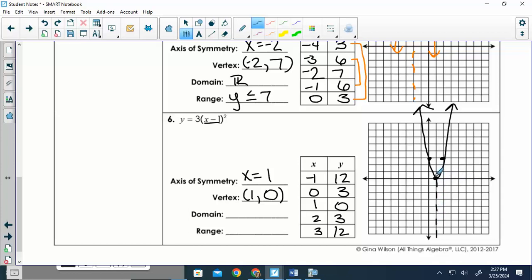Axis of symmetry, dashed line going through there. What's the domain? What's my range? Greater than or equal to 0.